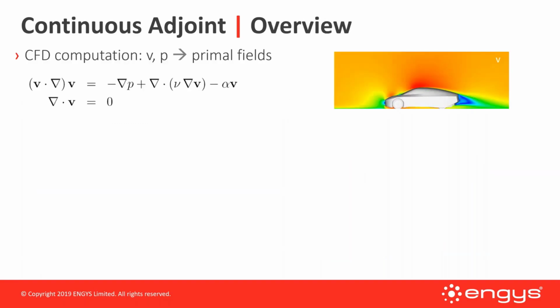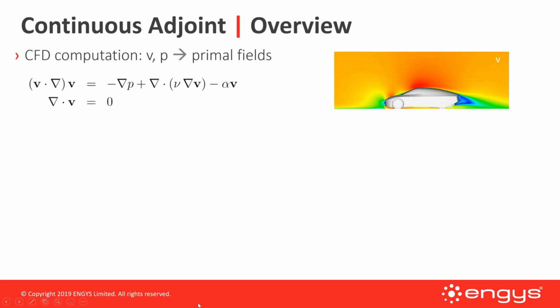Just a little bit about continuous adjoint. There's several key steps, and this is kind of the global view. Initially, with an adjoint computation, first you have to perform a CFD computation. So we're calculating velocity and pressure, and we'll call these the primal fields.